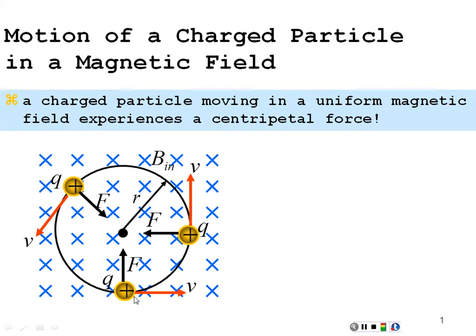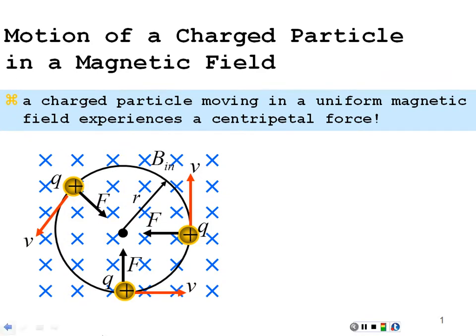For instance, if you look at this diagram here, look at the charged particle on the bottom. As this charged particle comes into the magnetic field, with the field into the page and the particle going to the right, we'll have a force on it going up.